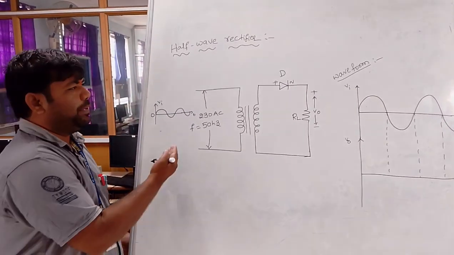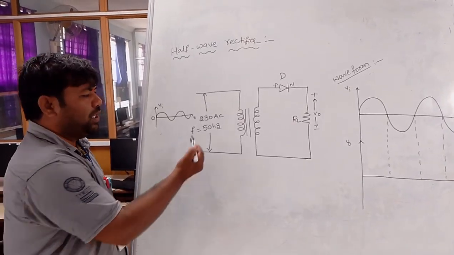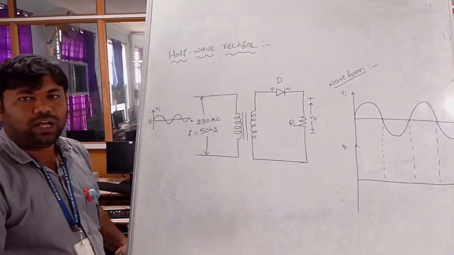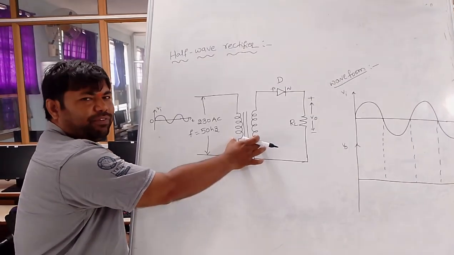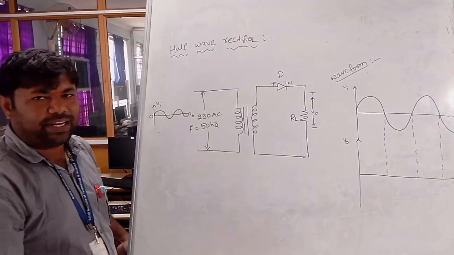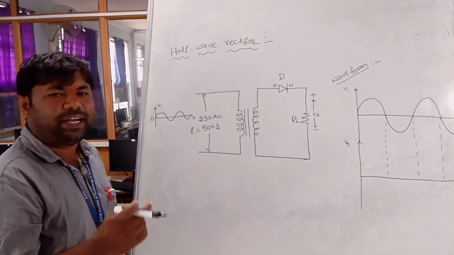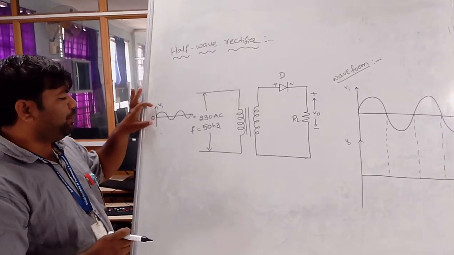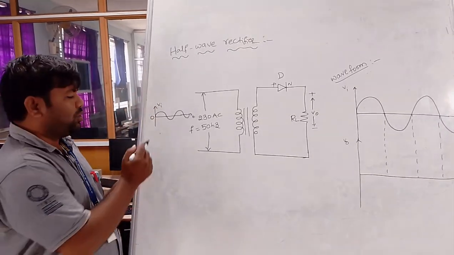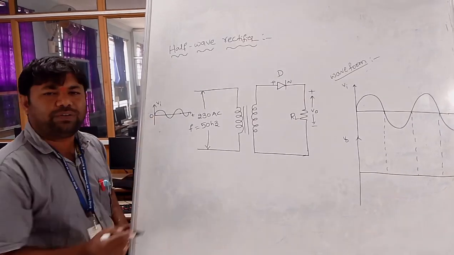Okay, so coming to the operation of this half wave rectifier. In this half wave rectifier we use 230 V AC voltage and 50 Hz frequency. A transformer is used, with a primary and a secondary, and one diode, and we get the output through the load resistor. The input voltage is a continuous sine wave signal, and we use the positive half of the cycle first and then the negative half.